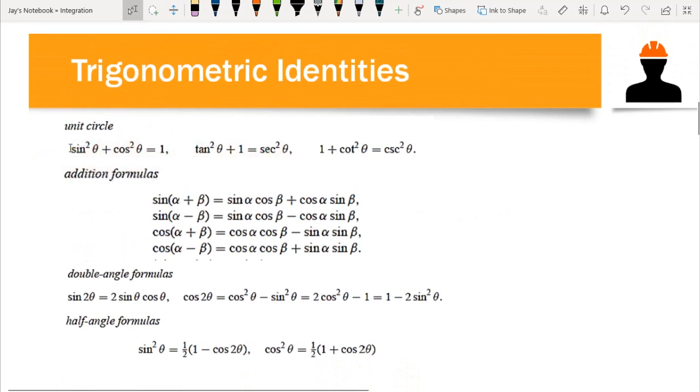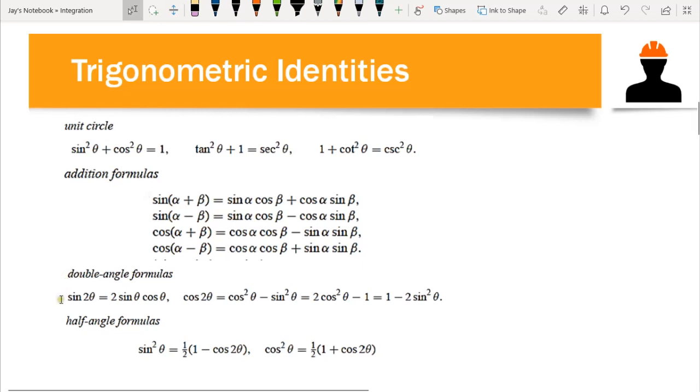Now, we have sine squared theta plus cosine squared theta is equal to 1. We have tan squared theta plus 1 is equal to secant squared theta. Or we could have 1 plus cotangent squared theta is equal to cosecant squared theta. And we also have the sum and difference of angles. So you have to memorize all of this, as it may help you in dealing with trigonometric functions involving trigonometric identities.